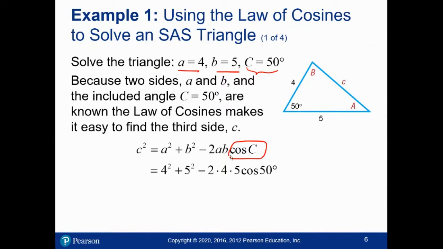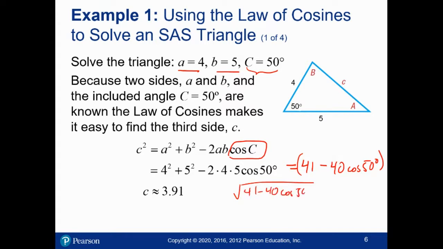So we've got 4 squared, we've got 5 squared, we've got the cosine of 50 degrees. Okay, we can compute this with a calculator. If you don't have a calculator, that's fine. Okay, 4 squared is 16, 5 squared is 25, 16 plus 25 is 41. Then I have minus 2 times 4 times 5, aka 40, times the cosine of 50 degrees. So you can just call this whole thing here c squared, which means c is the square root of 41 minus 40 times the cosine of 50 degrees. And if you don't have a calculator, you can leave it like that. Heck, even if you have a calculator, you can leave it like that. Full credit right there.